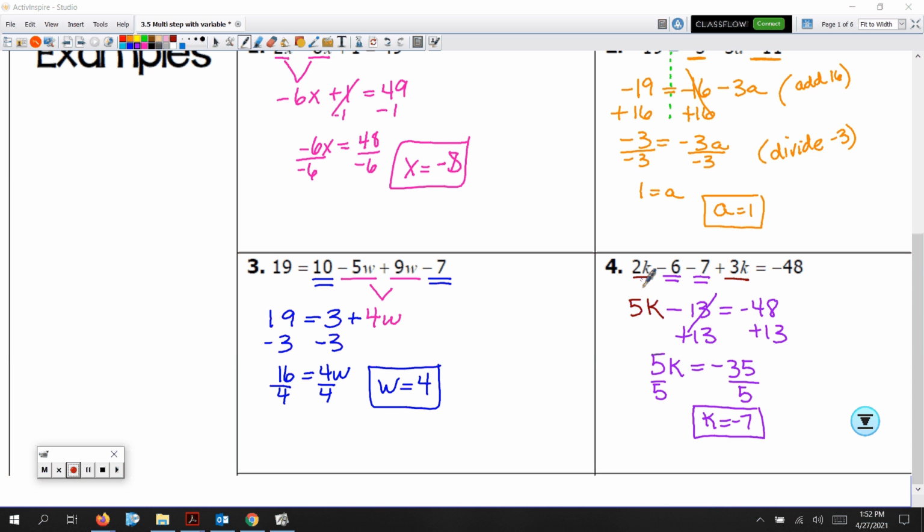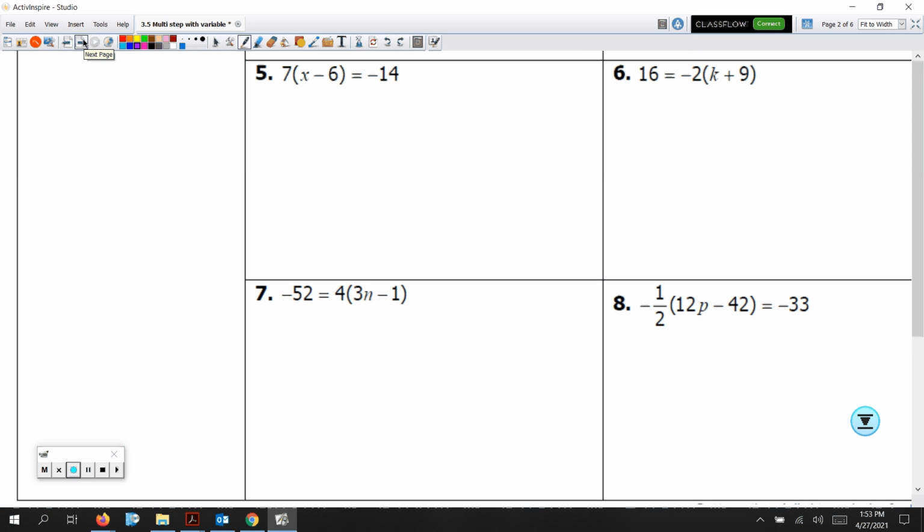All right, and number 4, I combined like terms. I brought my k's together, 2k, 3k. Add them together, I got 5k. Then negative 6 minus 7 is negative 13. Add 13 to both sides. 5k equals negative 35. Divide by 5, k equals negative 7. Hopefully you did very well. If not, try to see where you made your mistakes and write out your steps. You know, sometimes you got to use some paper. That's okay.